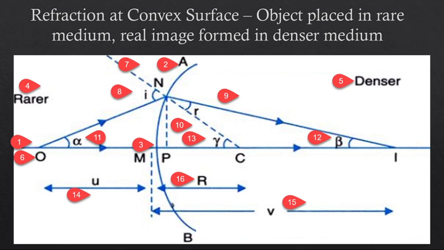Let us consider this as the convex lens. It is a convex surface. Let us consider a convex surface with a rarer medium and a denser medium: rarer medium on the left side, denser on the right side.